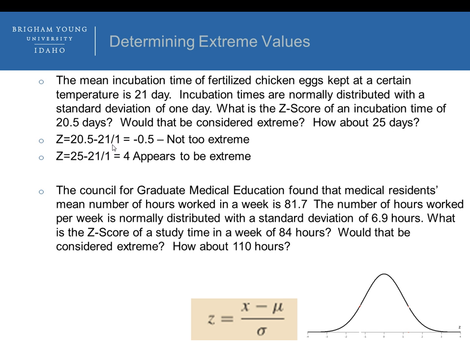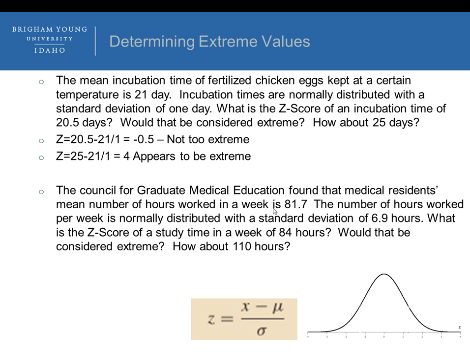Well, if we calculate these z-scores, for 20.5 days, we take 20.5 minus the mean divided by the standard deviation, and we get negative 0.5. And if you look at this normal distribution down below, negative 0.5 is right here, and that's not too extreme. However, with the next example, how about the z-score for 25 days? If we take 25 minus the mean divided by 1, we would get 4. And that's way out over here, and that would be considered extreme.